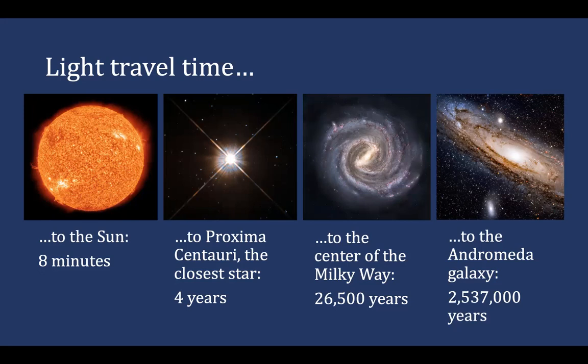The center of the Milky Way is 26,500 light years away, which means that even in our own galaxy, it takes light from the center 26,500 years to reach us. And the Andromeda galaxy is over 2.5 million light years away. So when we look out at the Andromeda galaxy, we're seeing it not as it looks right now in the year 2022, but how it looked 2.5 million years ago.